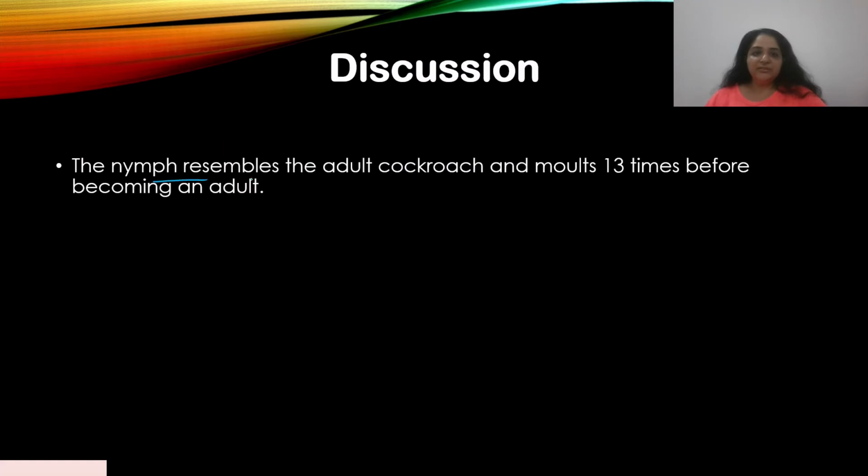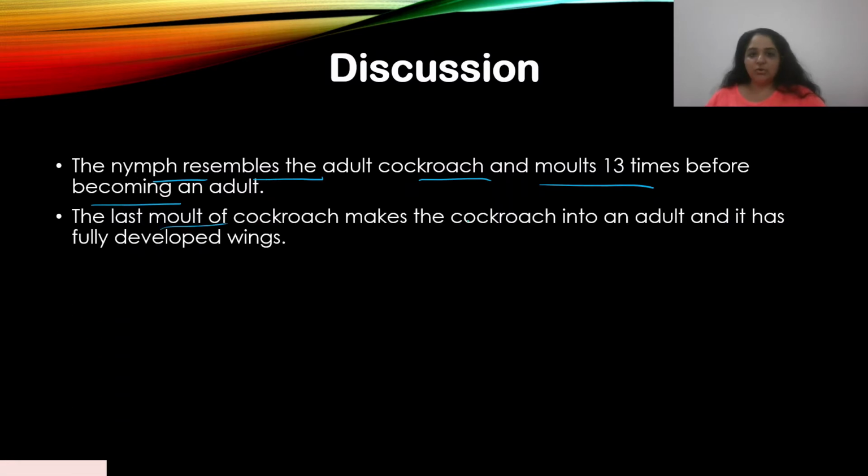So the nymph resembles the adult cockroach and molts 13 times before becoming an adult. The last molt makes the cockroach into an adult, and it has fully developed wings. There are 2 pairs of wings present in the cockroach, and they become fully developed, and that's the external change that you can see. Okay, clear? This you should know.